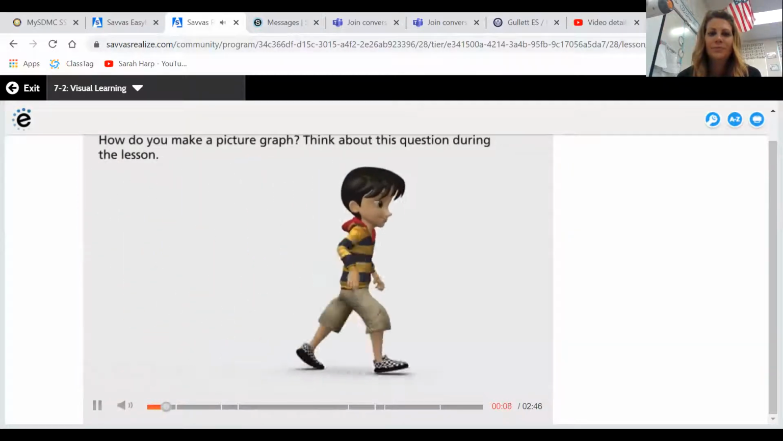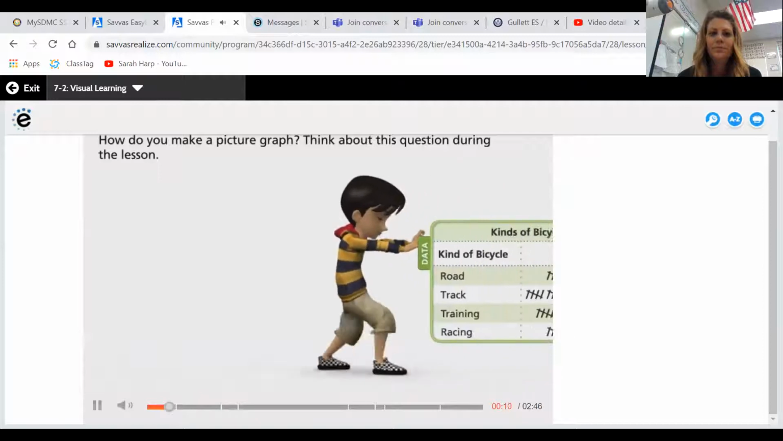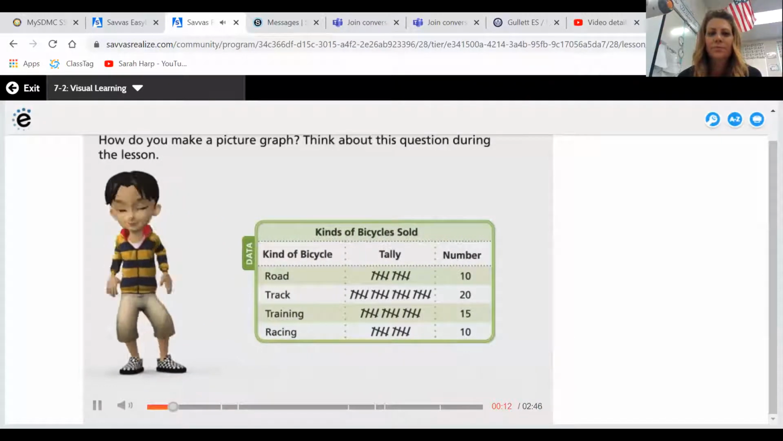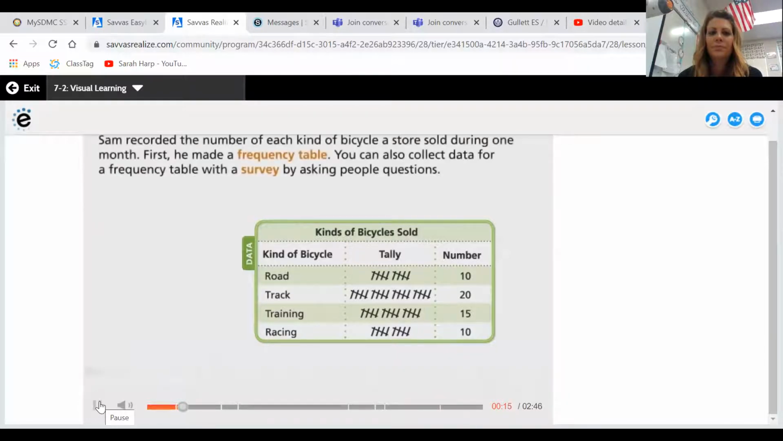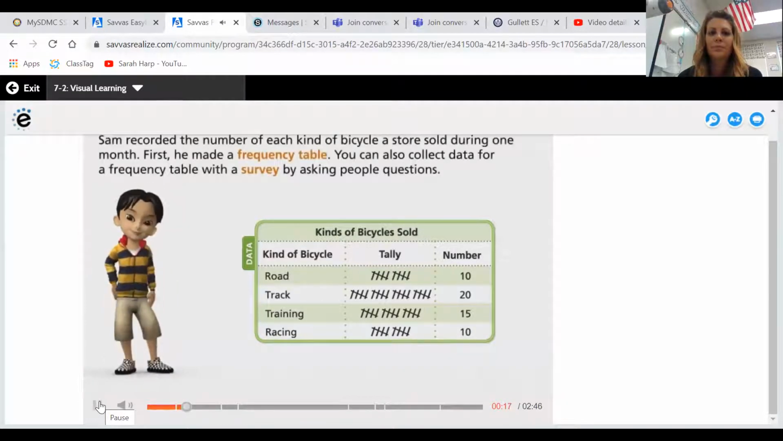How do you make a picture graph? Think about this question during the lesson. Sam recorded the number of each kind of bicycle a store sold during 1 month. First, he made a frequency table. You can also collect data for a frequency table with a survey by asking people questions.